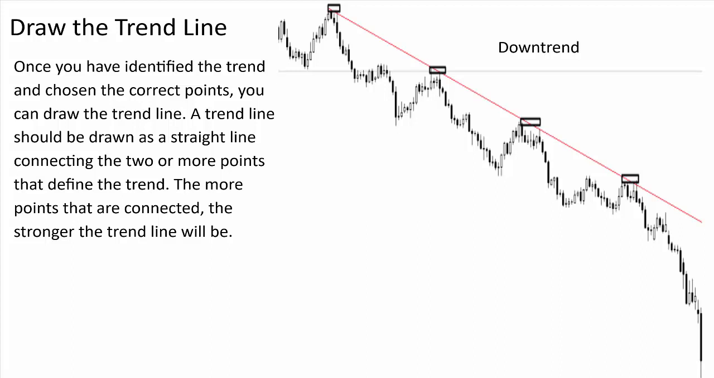Once you have identified the trend and chosen the correct points, you can draw the trend line. A trend line should be drawn as a straight line connecting the two or more points that define the trend. The more points that are connected, the stronger the trend line will be.